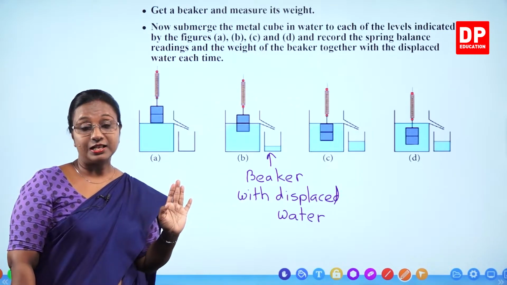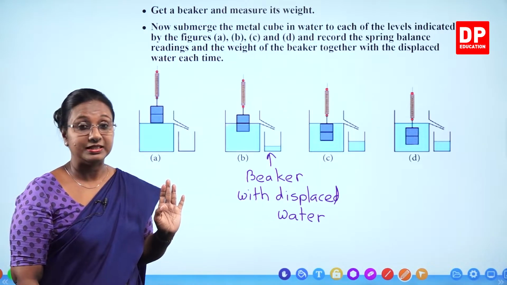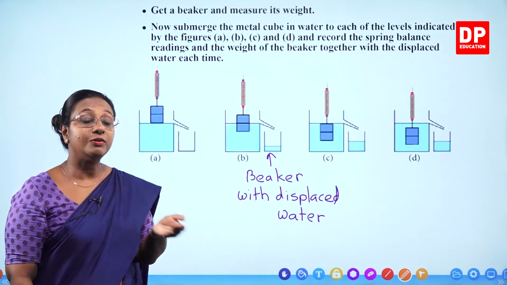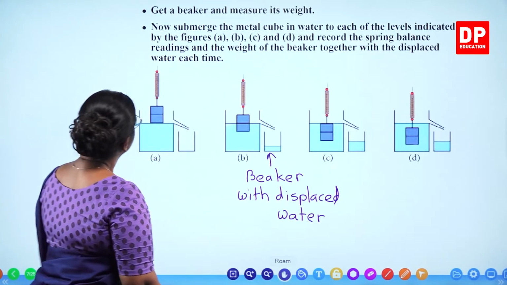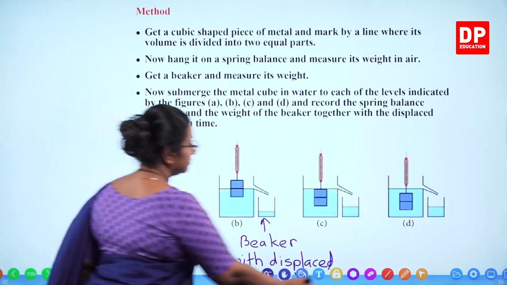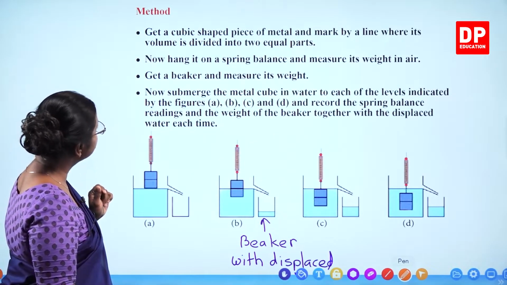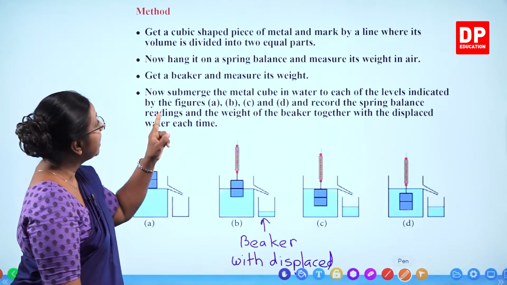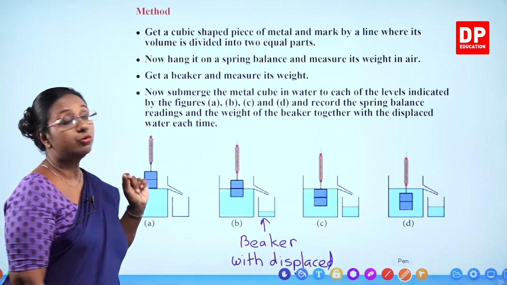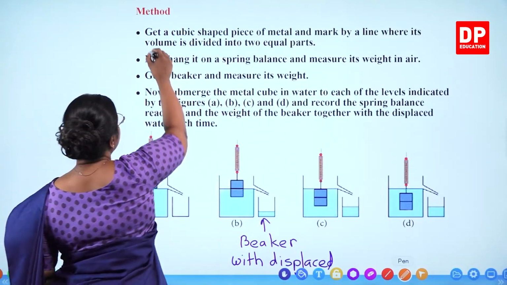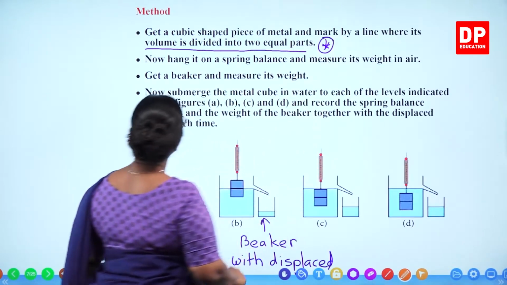Then we will do the calculation and try to understand the upthrust exerted by the water, or we will calculate the upthrust exerted by water. So, there. The method: get a cubic shaped piece of metal and mark by a line where its volume is divided into 2 equal parts. That's very important. Volume is divided into 2 equal parts.